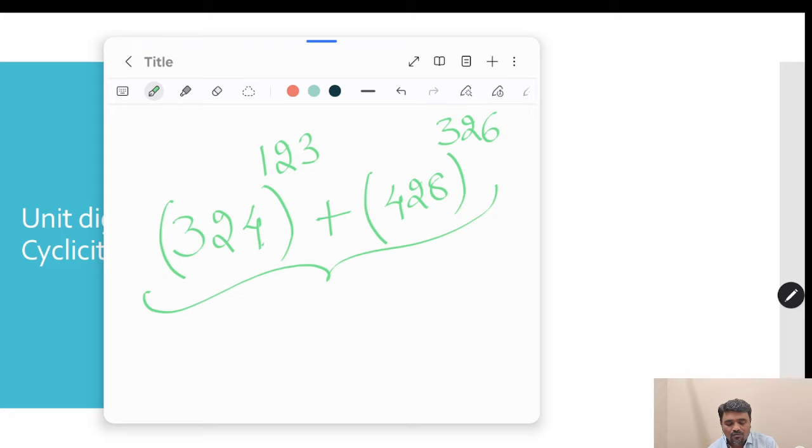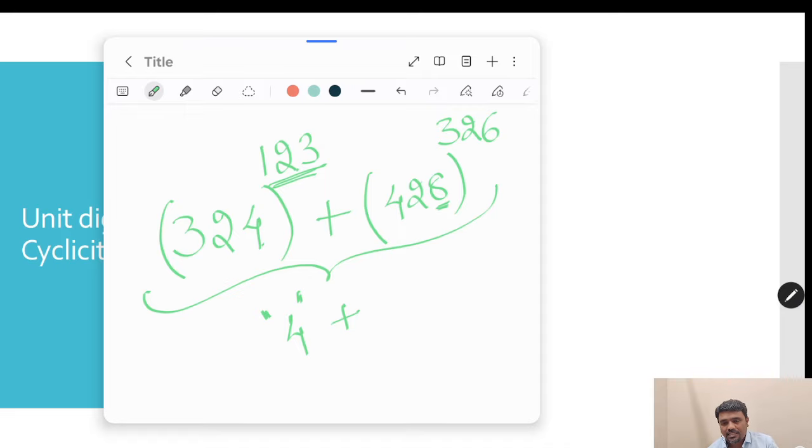So 4. For 4, the power 123 is an odd number. So this is 4 only. Unit place is 4. Therefore, there are only two possibilities, 4 and 6. If it's an odd number, it's 4. If it is an even number, it is 6. So it's an odd number, it is 4, plus 428. So it is 8.